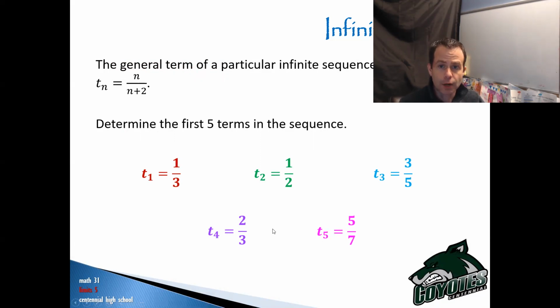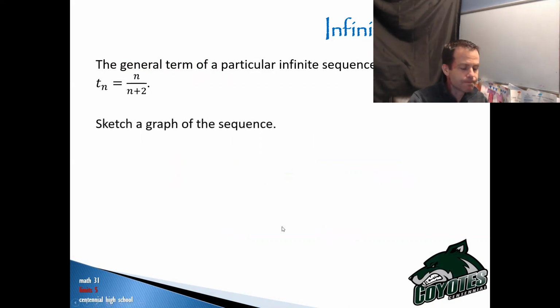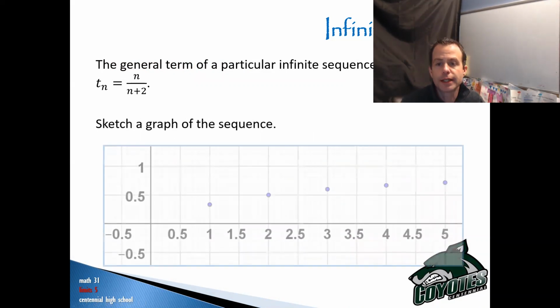Okay, now what I would like you to do is to plot this. So you've got 1, 1/3, 2, 1/2, 3, 3/5. Okay, go ahead and plot that on a grid. Okay, and you should be looking at something like this.